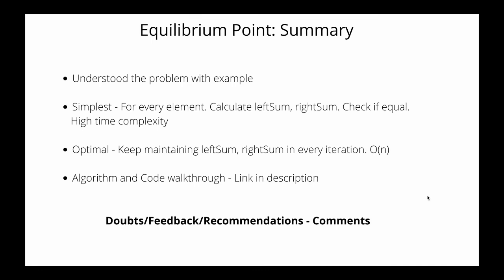And in every iteration, we try to balance the sums. For example, if left sum is lesser, we add an element to the left side. If right sum is lesser, we add an element to the right side. And then we keep checking if that is equal and we have reached a point where all the array elements have been covered to its left and to its right. We saw the algorithm for it and also went through the code.